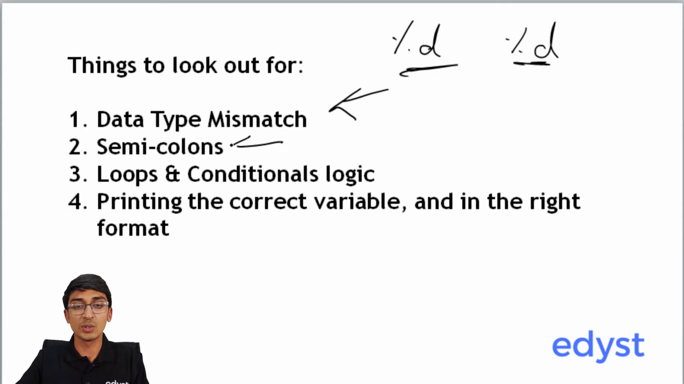Second, a very notorious way of confusing you is by using semicolons. Semicolons in an environment like Java or C++ or C tell us that this is the end of the statement.